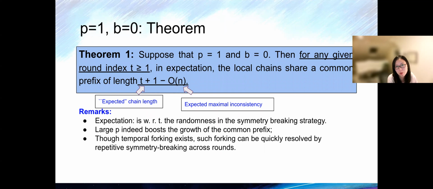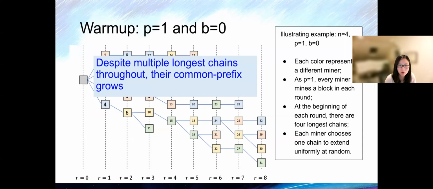We have the following result. Suppose p equals 1 and b equals 0, then for every given round t, in expectation, the local longest chains of that round share a common prefix of length t plus 1 minus the expected maximum inconsistency. The first part is the expected chain length. Here, we have one genesis block, and in total we have t rounds. In each round, a new block is generated and added to the chain. And the last term is the expected maximum inconsistency, the length of the fork here.